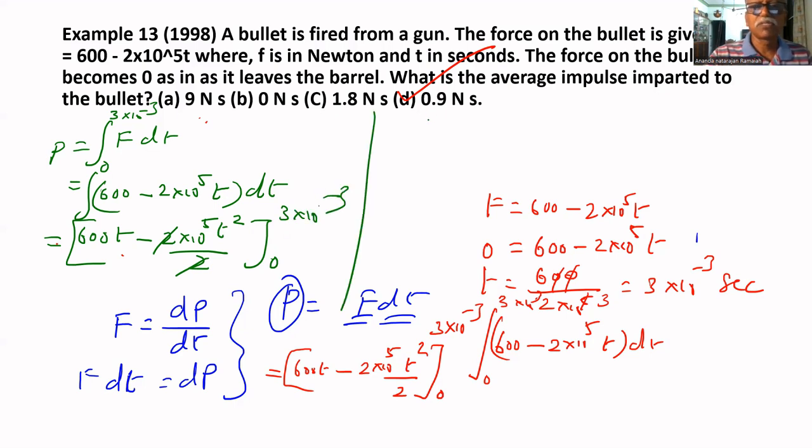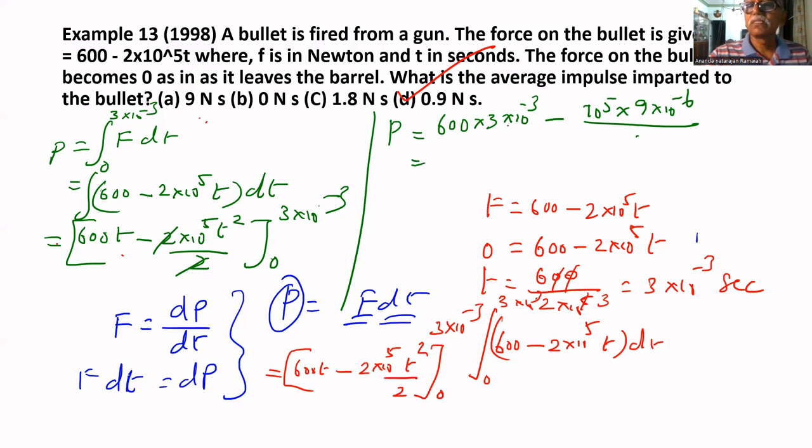Therefore, P equals the change, with the upper limit only, since the lower limit is 0. That's why we can leave 600 into t. That is 3 into 10 power minus 3, minus 10 power 5 into t square. Therefore, 9 into 10 power minus 6 divided by 2, the 2 already cancelled.